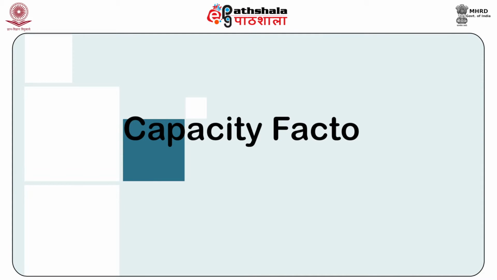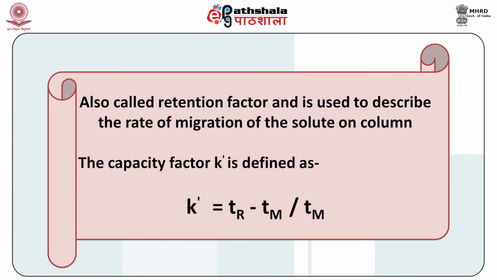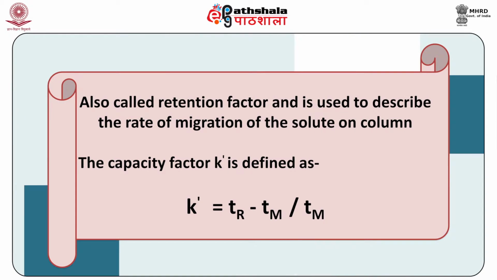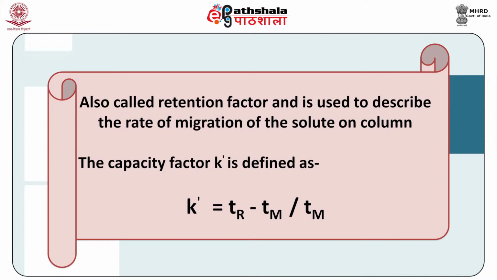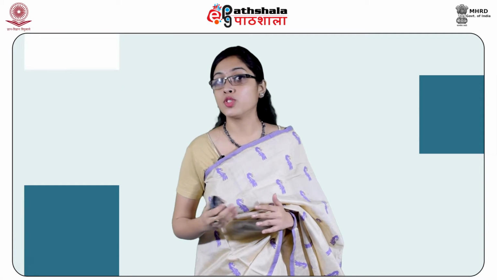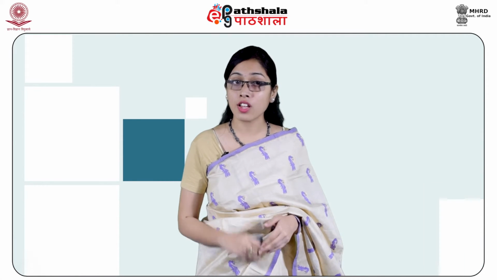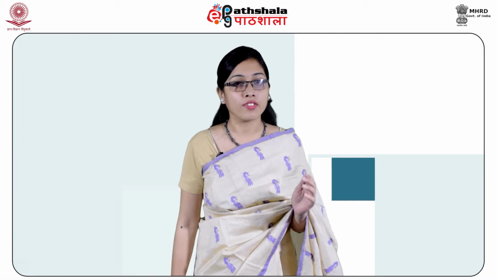Next term is the capacity factor. It is also called retention factor and is used to describe the rate of migration of solute on the column. The capacity factor K dash is defined as K dash is equal to TR minus TM, whole divided by TM. This equation implies that the longer a solute is retained by the column, the greater is the capacity factor. If this factor is in the range of 20 to 30, elution time becomes too long. But if it is less than 1, then the solute passes out without interacting with the stationary phase. Ideal values lie between 1 to 5.